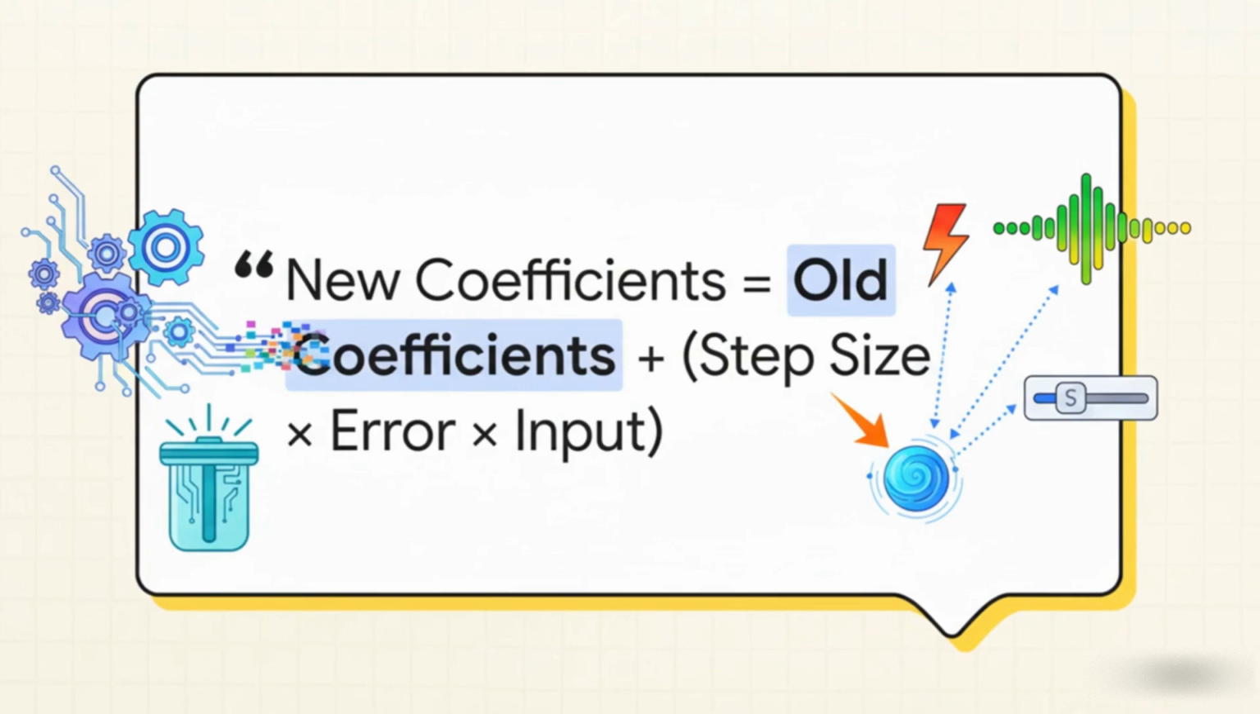And this right here, this is basically the entire instruction manual in one single line. The filter's new settings are just its old settings plus a tiny nudge in the right direction. And that nudge is based on 3 simple things: how big the error was, what the input was, and this thing called a step size, which tells it how big of a step to take.